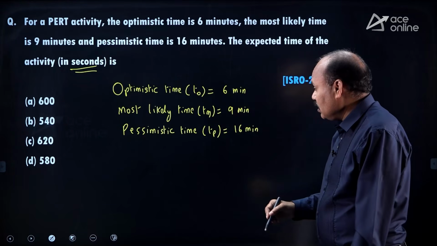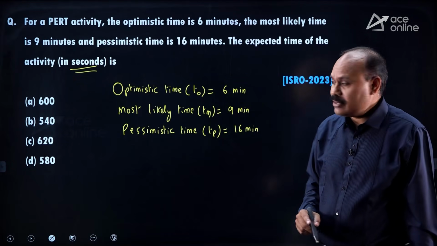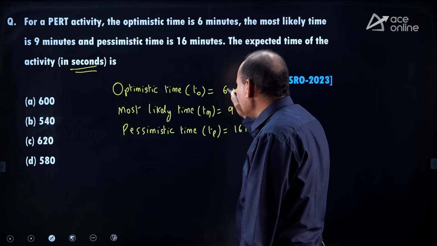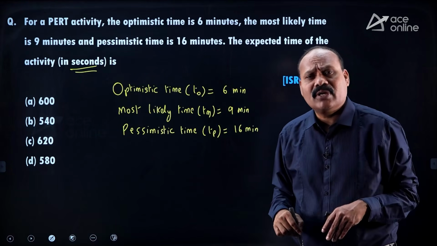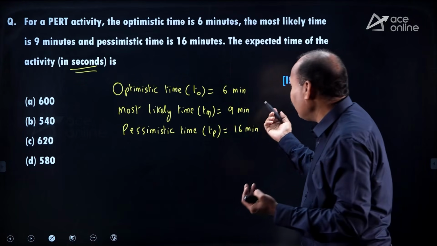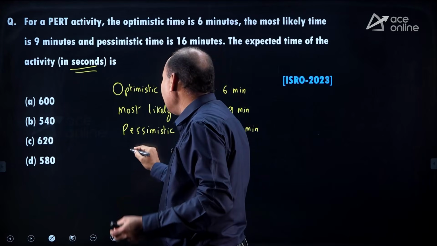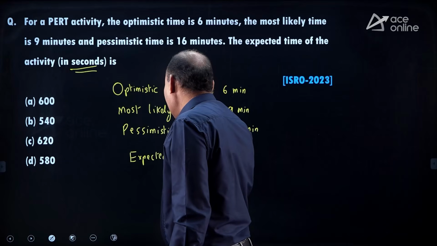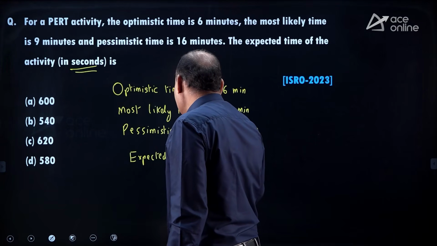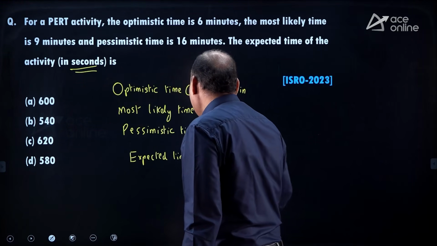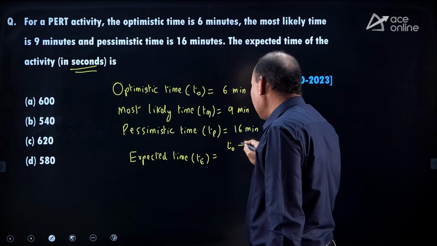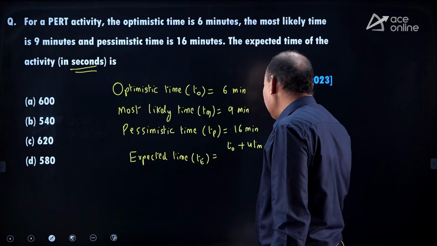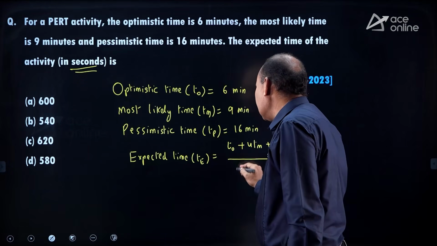6, 9, 16 are not in arithmetic series. If they were, the middle one you could take as the expected duration, but here we have to use the formula for the expected time of the activity. Expected time Te is equal to T naught plus 4Tm plus Tp, divided by 6.